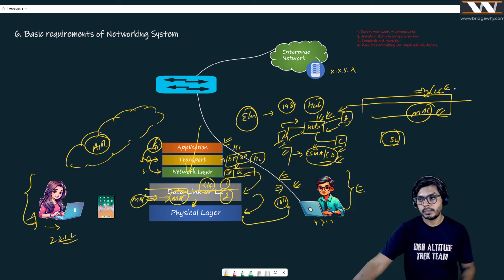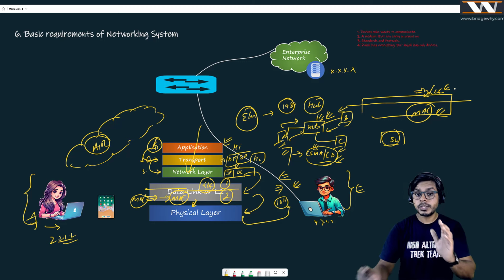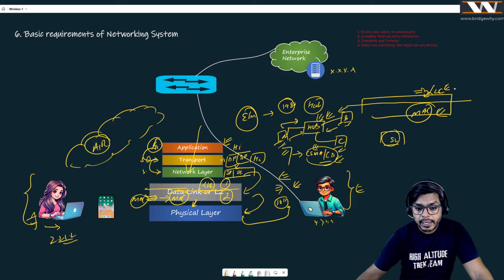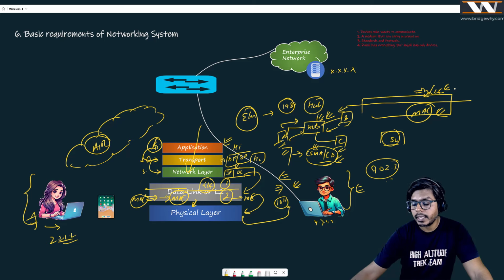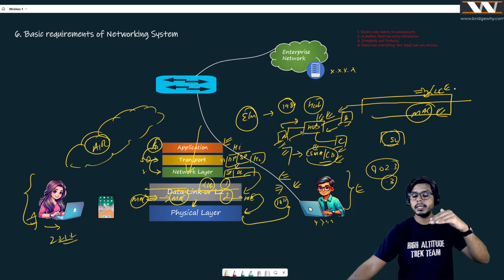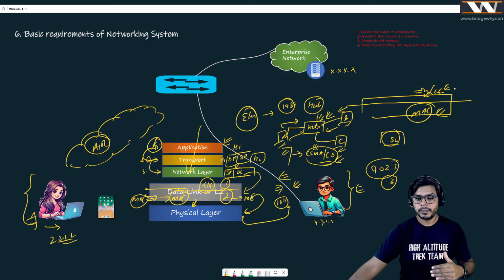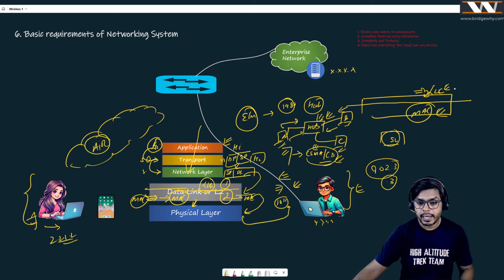But now, thank you so much to Mr. Switch, we do not need to use CSMA-CD, right? So I'm just taking an example of the MAC layer of layer two. If we are talking about 802.3, which is Ethernet, then in the past we used CSMA-CD, right? And that is the function of the MAC layer.